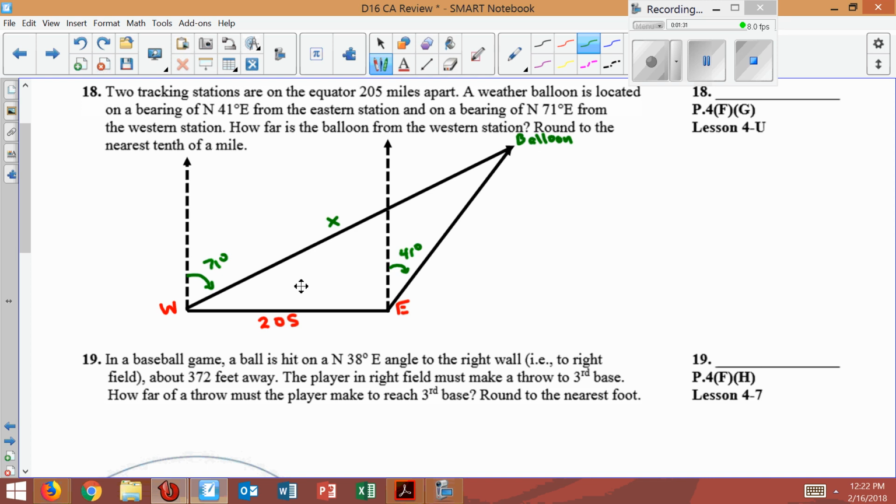So here's what I'm going to do. It's not a right triangle, so I cannot use sine, cosine, tangent, or opposite over adjacent. It's either going to be law of sines or law of cosines. I'm first going to determine what kind of angles I have in here.